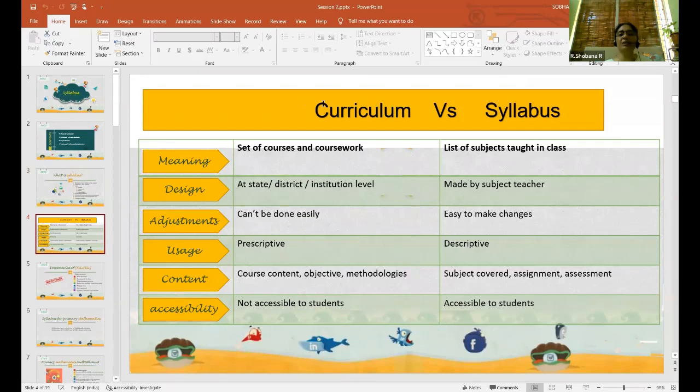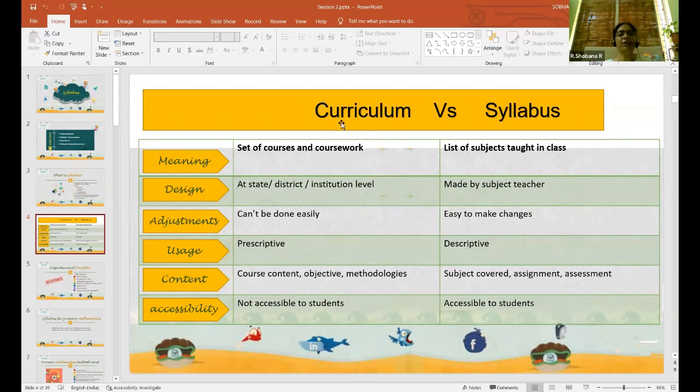So when it comes to syllabus, it is a list of subjects taught in class. When you say mathematics syllabus, it is the list of chapters or topics that are to be covered for that particular year. And curriculum, we all know, if it's CBSE, comes from a national level. If it's a state board school, it comes from a state level. But the syllabus is set by the teacher. As teachers, we decide the books, we decide the syllabus and topics as to how we should take the topics.